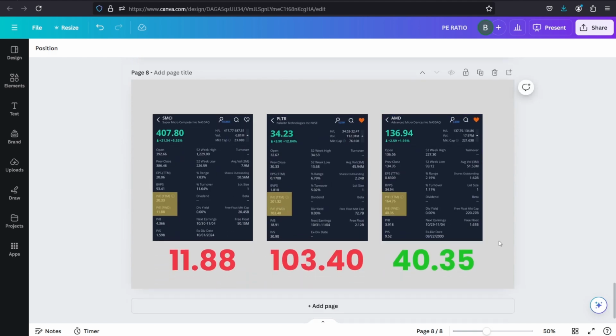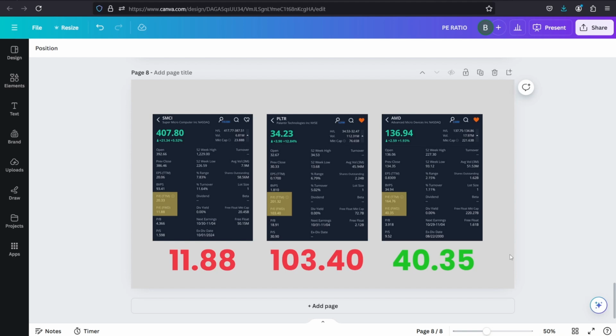That's a good pick right there. 40.3 PE ratio. Is AMD a quality company? Yes. Is AMD pumped out of its mind? No, it's got a nice 40 PE ratio moving forward. That's it. These numbers are all you need to look at to never buy a bad stock again. That's it. That's all you need to do.